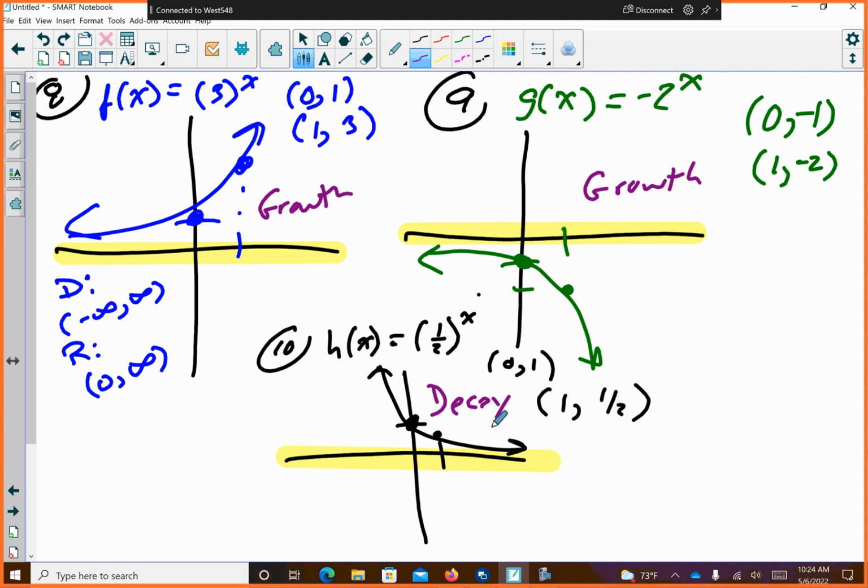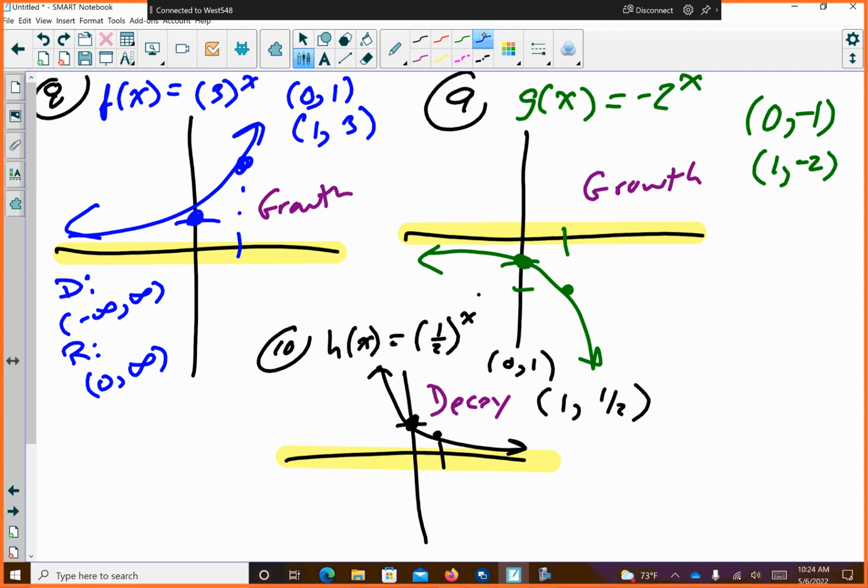So you have 2 growths and 1 decay. Okay, so that might be something to kind of get in your head. As I go to the right, do I go away from my asymptote? If that's the case, it's growth. Do I come close to my asymptote? Then it's decay. That's just a little piece of information about each of those.